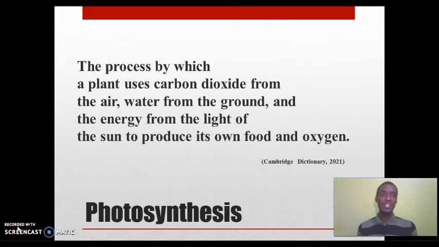By definition, photosynthesis is a process by which a plant uses carbon dioxide from the air, water from the ground, and energy from the sunlight to produce its own food and oxygen. Basically, raw materials are gathered, they are brought through a process, and then we have end products in the process of photosynthesis. So, photosynthesis in its simplest definition is a process by which plants use the raw materials to make their own food. The process by which plants make their own food.